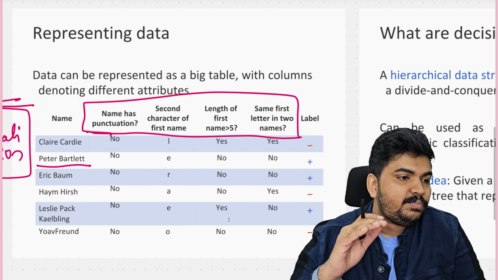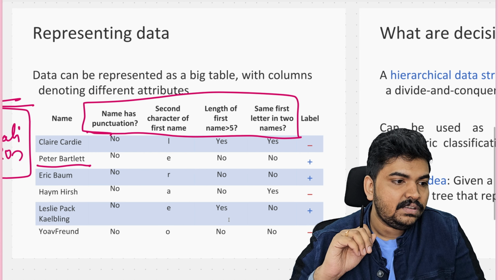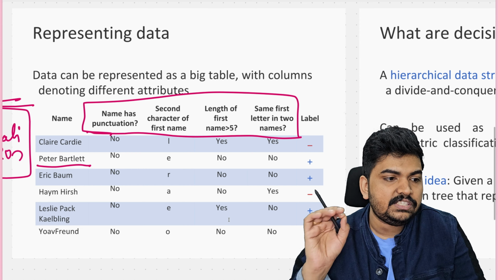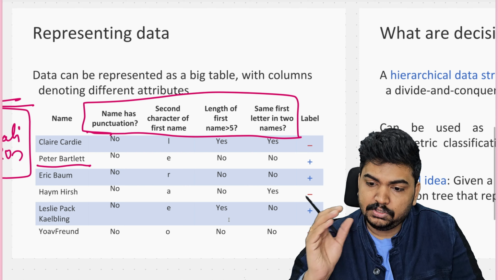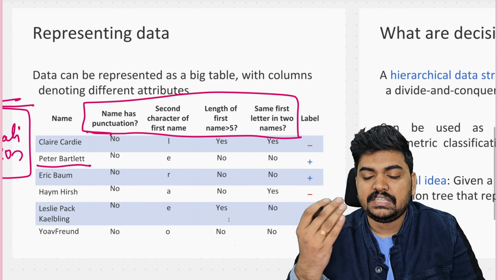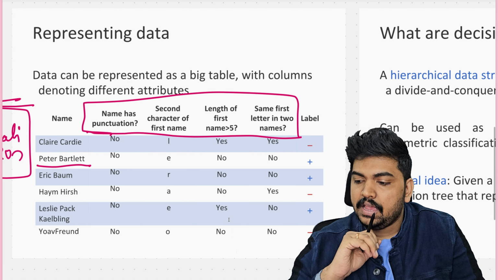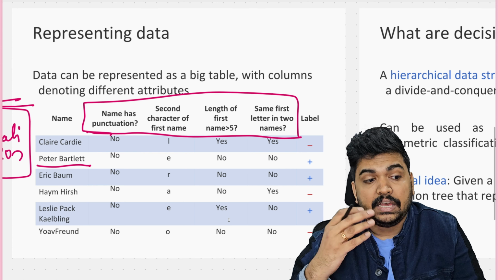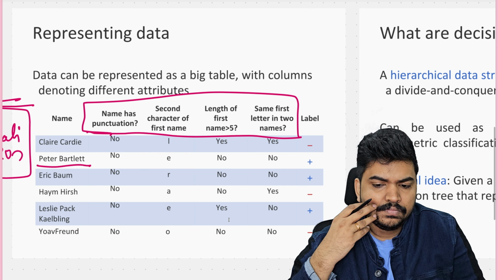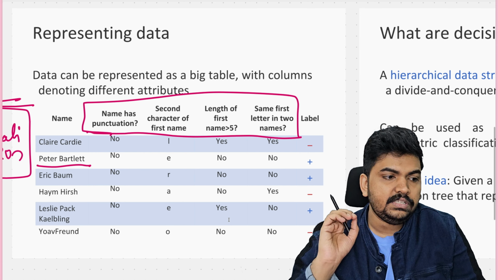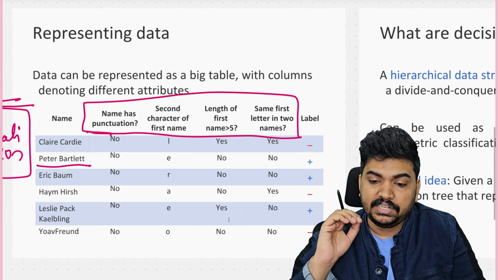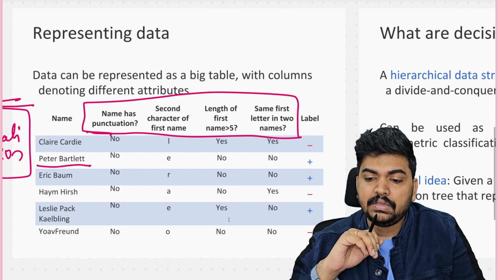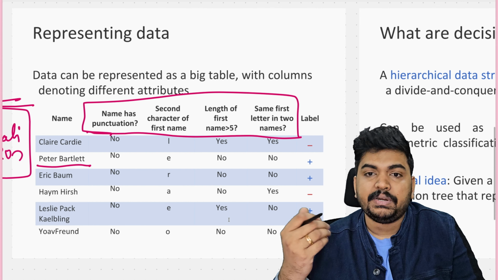At this point, I have not mentioned the task. For the time being, let's assume the following features will be helpful for our end task, because typically the features have to be decided based on the task at hand. Currently we have 4 features, and these features are: does the name have a punctuation? What is the second character of the first name? Is the length of the first name greater than 5?